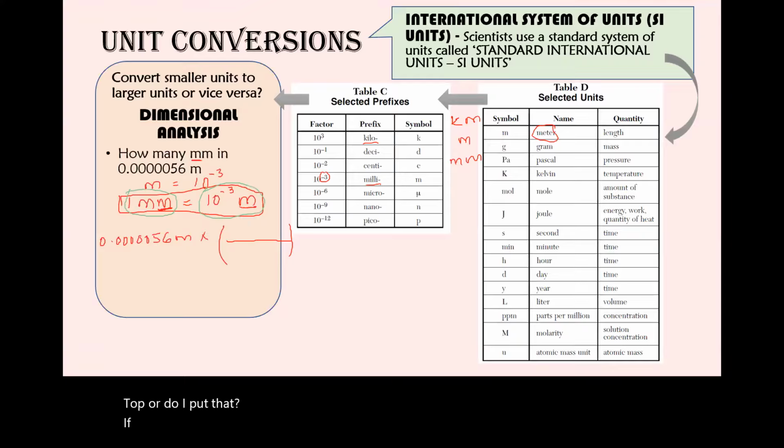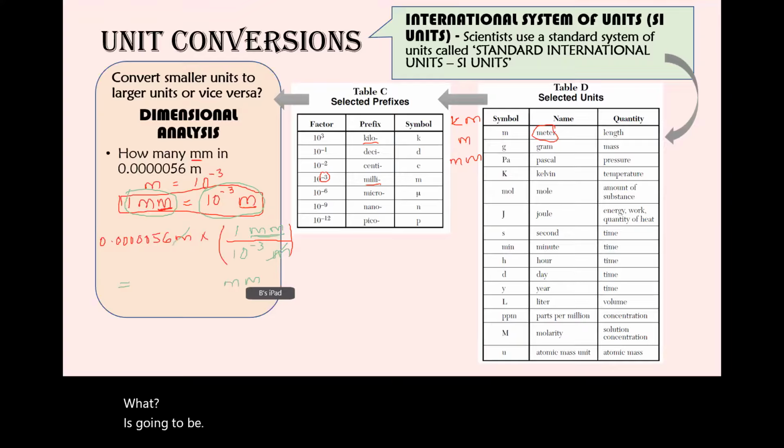If I go ahead and put 1 millimeter at the top and the 10 to the power of -3 meters at the bottom, this is going to work perfectly because here's what I can do. I can go ahead and cancel out the meter with the meter. So now the only unit that I'm left with is millimeters. That means whatever answer I get is going to be in millimeters.